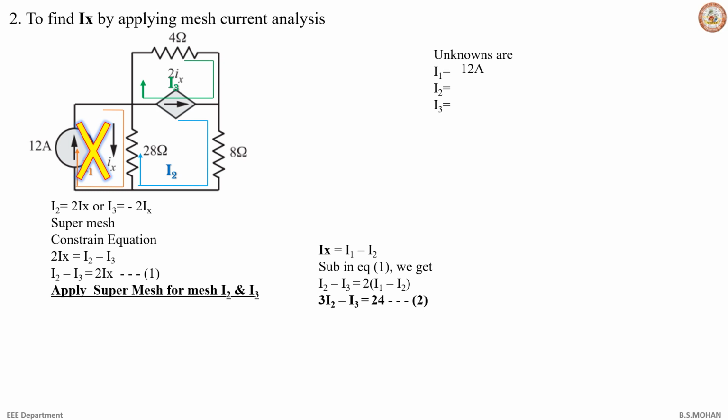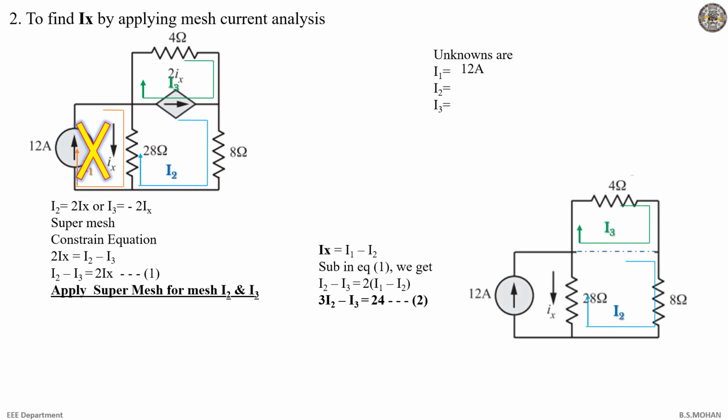So let's see the other equation. Let's apply super mesh. How do we apply super mesh? Remove the current source element completely, which is responsible for the super mesh, and then apply the super mesh in clockwise direction. Now writing down the KVL for mesh 3 and mesh 2 simultaneously, this is our equation: 4I3 plus 8I2 plus 28I2 minus 28I1 is equal to 0.